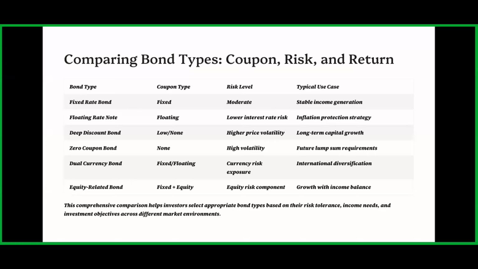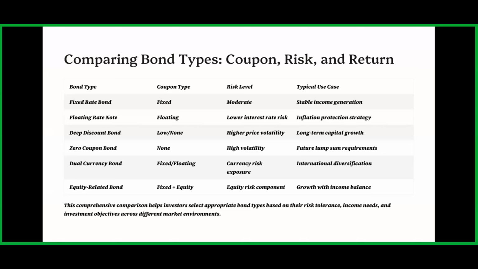Next one is the equity related bond, with the growth with the income balance. Whenever the investor wants to take advantage of the growth of the organizations, but wants to minimize the risks of the investment, then he can buy the equity related bond. That means if the company is doing well, then he can convert his face value principal amount into equity shares. So automatically his wealth increases.